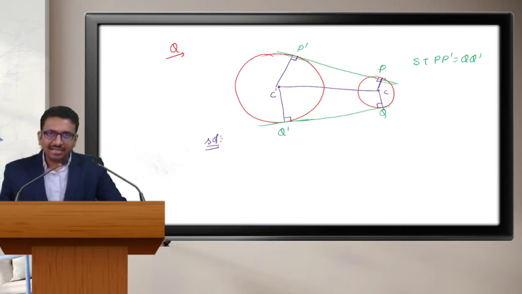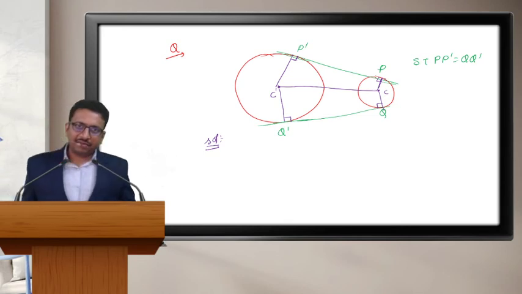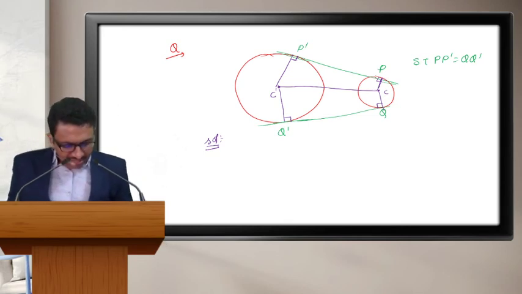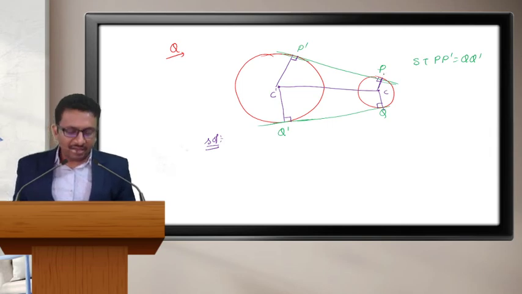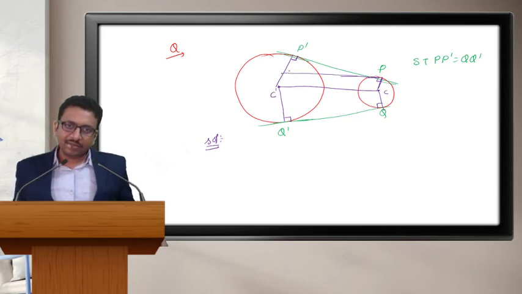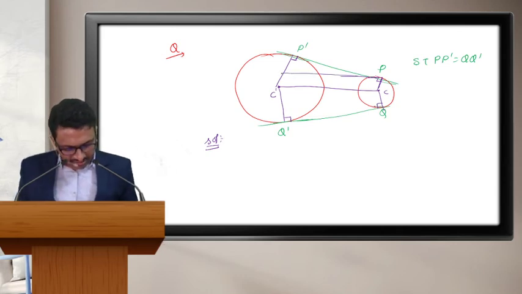Because you don't have triangles right now, you have to draw a line parallel to CC dash. From P, draw a line parallel to CC dash. Okay. And here also you draw a line parallel to CC dash.